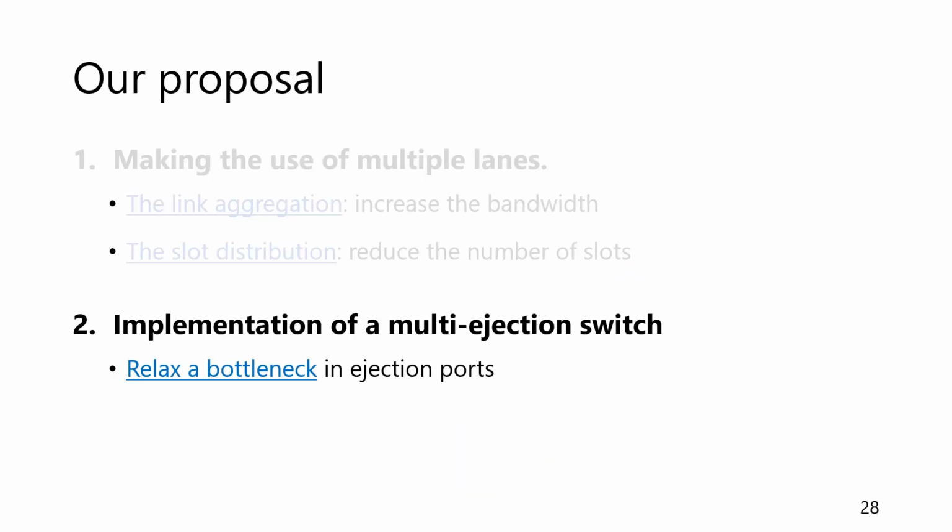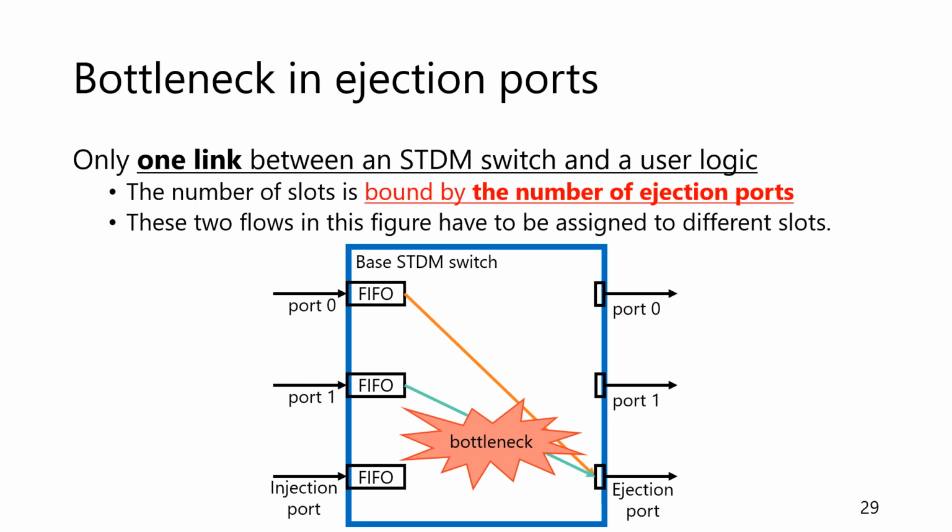The second proposal is the implementation of a multi-ejection STDM switch. As shown in this figure, a base STDM switch has only one port for ejection. So these two flows have to be assigned to different slots. Therefore, the number of slots is bound by the number of ejection ports.